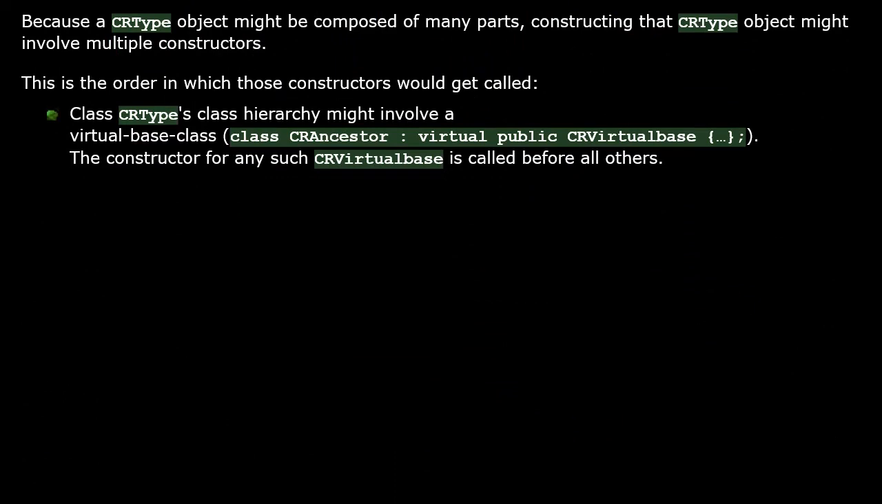We've already seen that when you instantiate an object, its class's constructor function gets called to initialize that object's newly allocated memory. Because an object might have many parts, constructing it might involve multiple constructor functions. Let's list the order in which those constructors would get called.